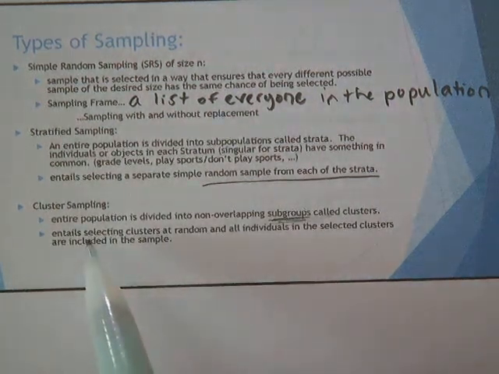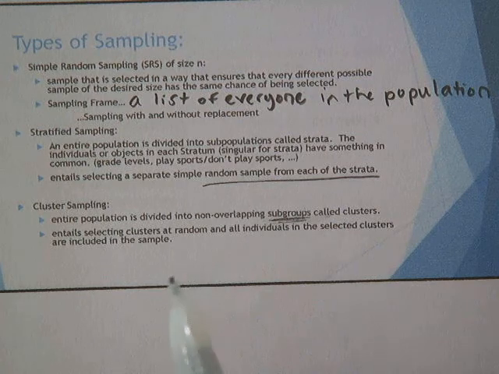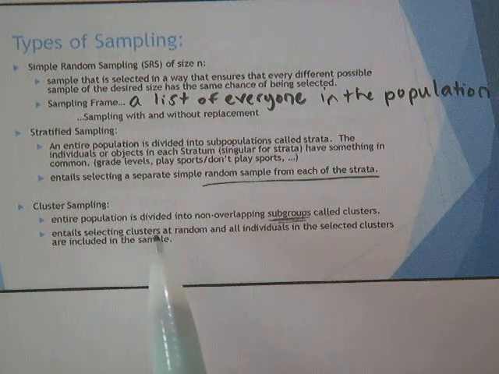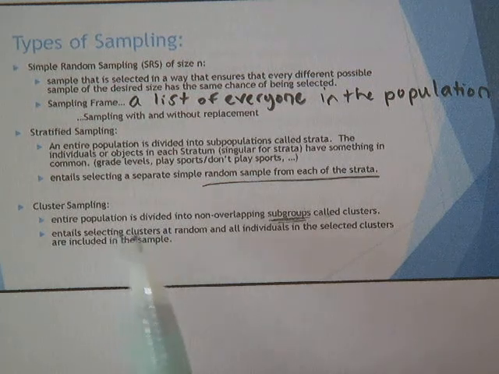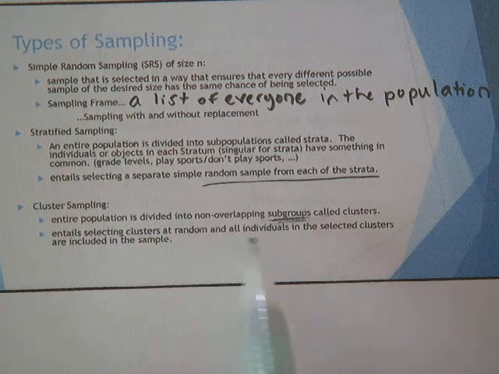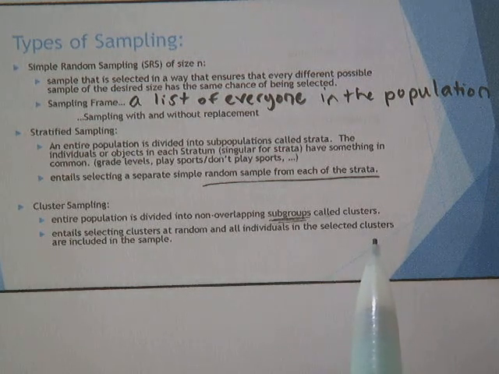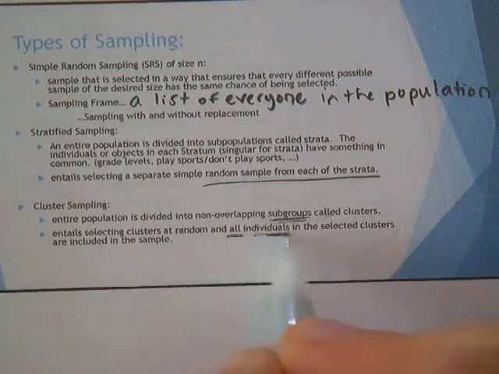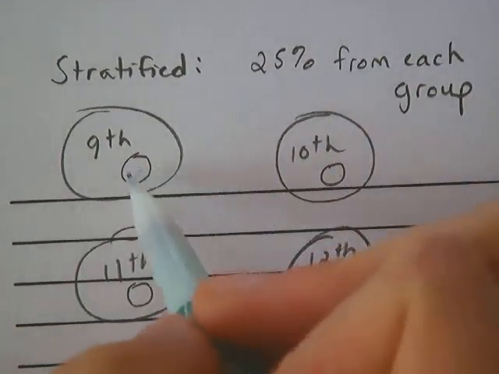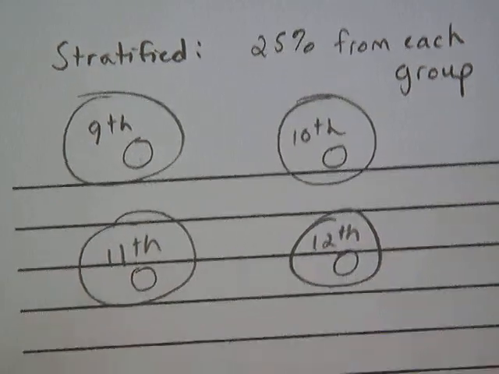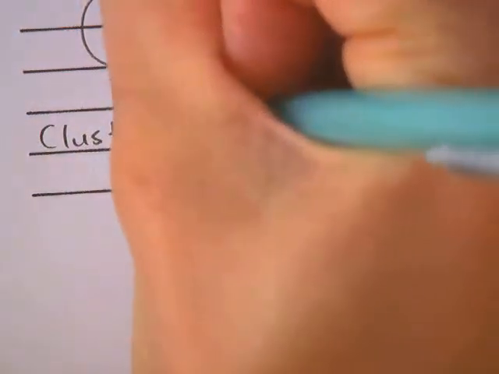And so with cluster sampling, you're still dividing them into groups, but the groups in this case are called clusters. And in this case, you're selecting entire clusters at random, and all the individuals in those selected clusters are included. So the difference here, going back to our example, is that with stratified, you're picking a smaller group out of each group. With cluster sampling, I'm going to go down here and do the cluster sampling, you're going to have your groups, but you're going to randomly pick entire groups.